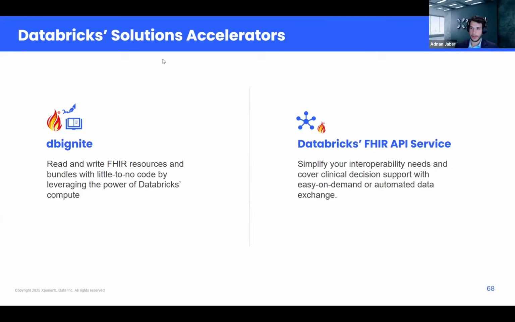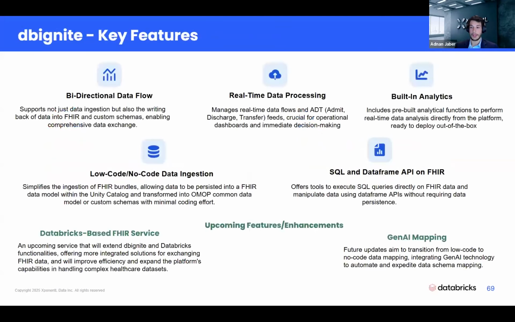On the next slide, we'll look at some of the key features of DB-Ignite. The 2 big ones I want to highlight here are the bidirectional nature of DB-Ignite and the low-code aspect of it. DB-Ignite offers an out-of-the-box solution. It's ready to use directly from the repo for you to read and write all 161 FHIR resources. Additionally, all coding is minimal and it's in familiar languages like Spark SQL. This differentiates DB-Ignite from other FHIR converters that are out there.